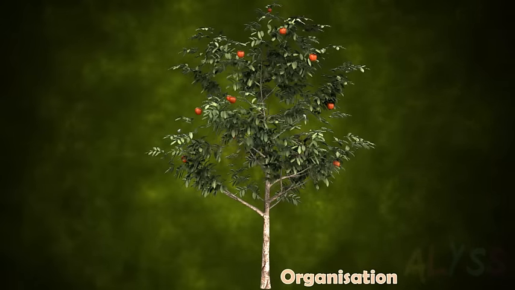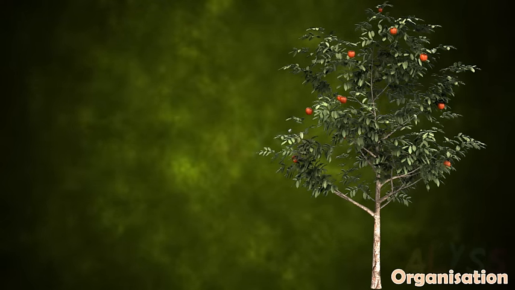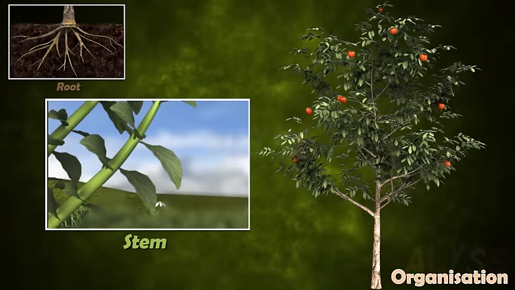The next level of organization forms organs combining different tissues. Examples include root, stem, leaf, etc.